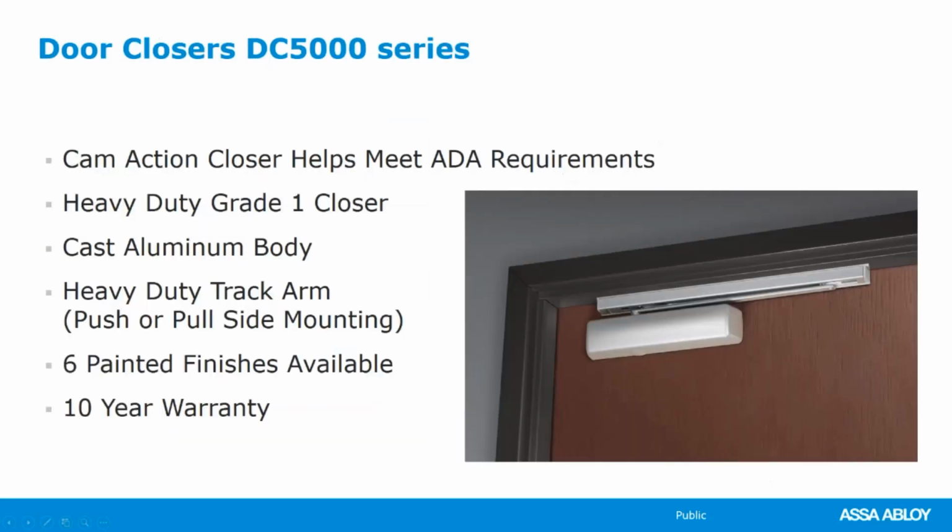Our DC 5000 series, that's what we call our cam action door closer. It is a heavy duty grade 1 closer. It's made of cast aluminum instead of cast iron. It's only available track mount, push side or pull side. And the design of this closer, the internal workings of this door closer, it's designed with 2 separate spindles, one on each side of, instead of our geared spindle that we have, we use an ellipse or an egg-shaped or a heart-shaped cam.